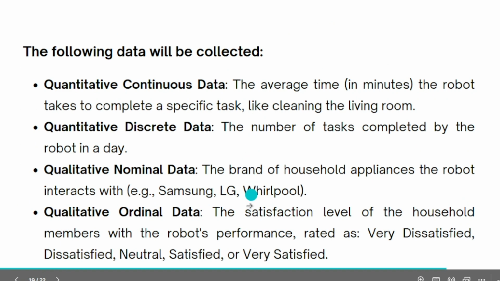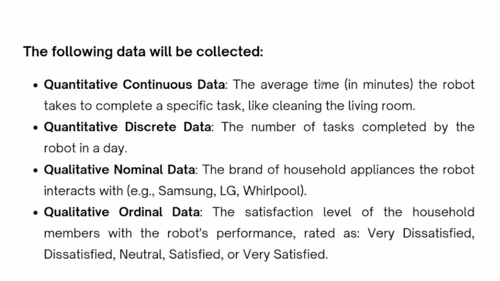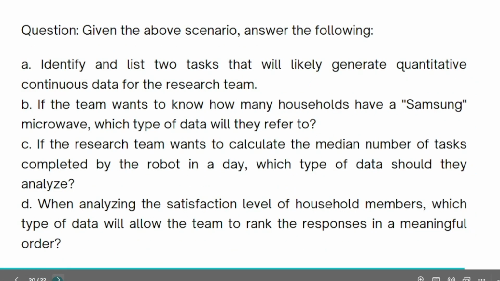So here where the time is involved. So the time taken by the robot to clean the particular room is considered as a continuous data. The time taken by the robot to cook the meal can also be considered as a continuous data in this particular case. So we can use this particular thing to answer the first question.